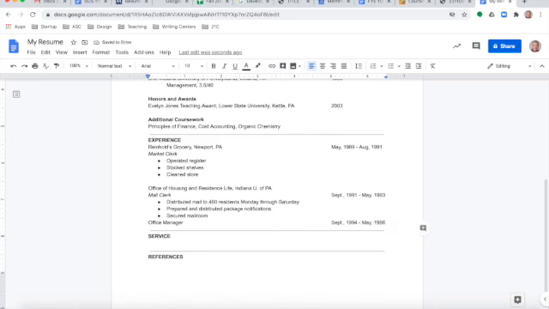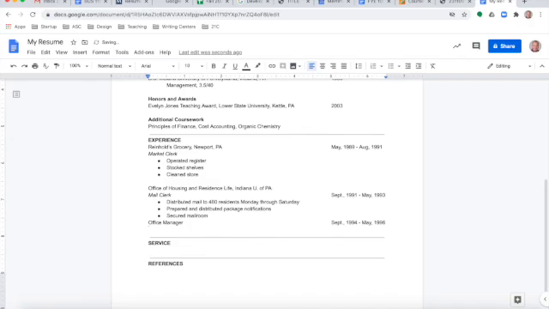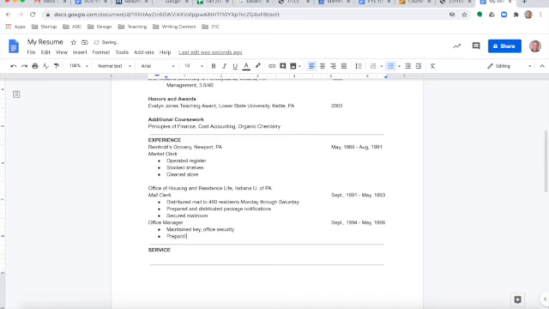Now I've got to italicize office manager. Come on. I'm going to put my activities in. Now, look at what I'm doing here. We'll get to italicizing the office manager in a minute. Notice that my bulleted items in each of my jobs have different verbs and different activities.